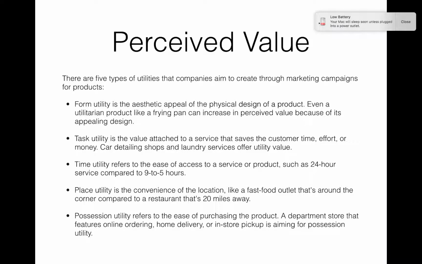So these are all things to think about when you're trying to increase the perceived value of your particular brand or your particular product. Do you create a better design? Do you make it easier for them to get to, or easier for them to order or pick up? So these are ways that you can add perceived value.